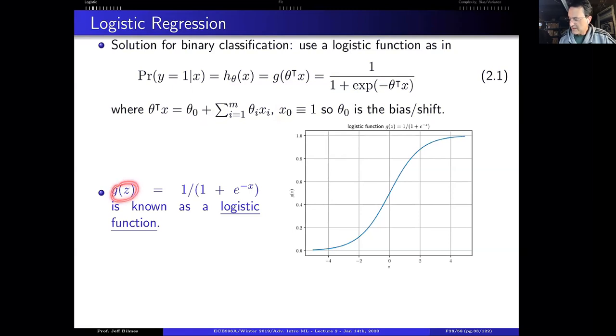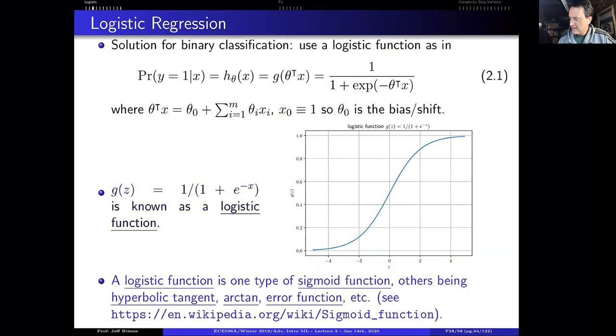g of z is the logistic function, where z is the x-axis and g of z is the y-axis, and you can see it looks kind of like this. It's S-shaped. At the point 0, the value is equal to 0.5, and as the value moves away from 0, it asymptotes to 1, and as the value moves away from 0 in the opposite direction, it asymptotes to 0.